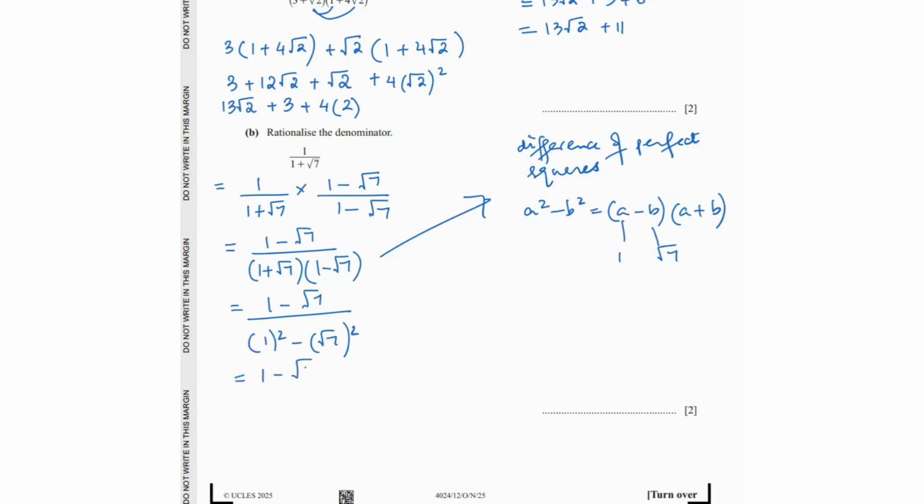So 1 minus root 7 over 1 minus 7, because root 7 being squared is 7. So that's 1 minus root 7 over negative 6. So that's negative 1 over 6 plus root 7 over 6. That is your rationalized denominator. As you can see, initially we had a surd in the denominator. Now we don't. So it's been rationalized.